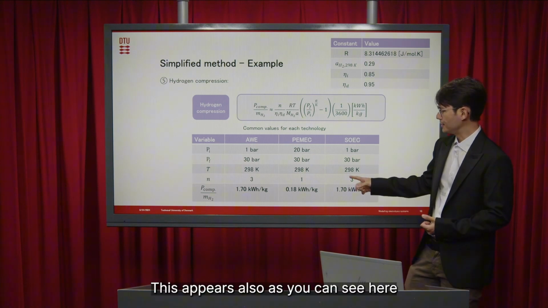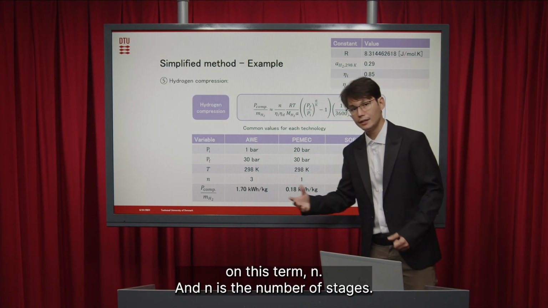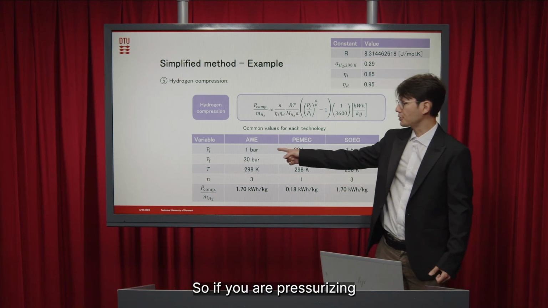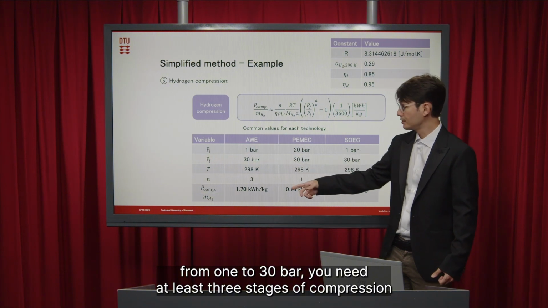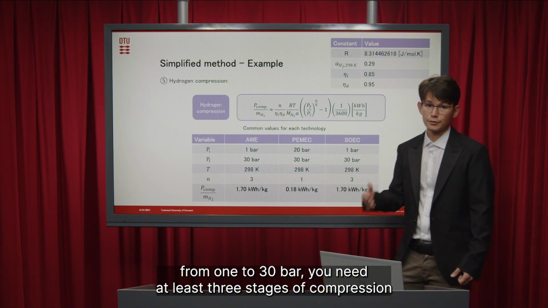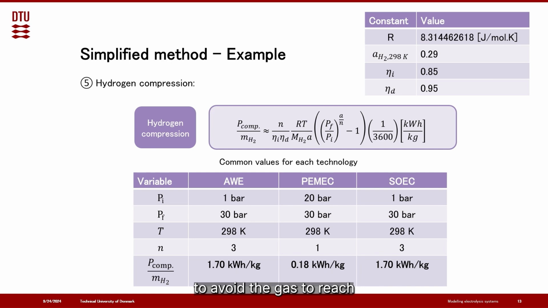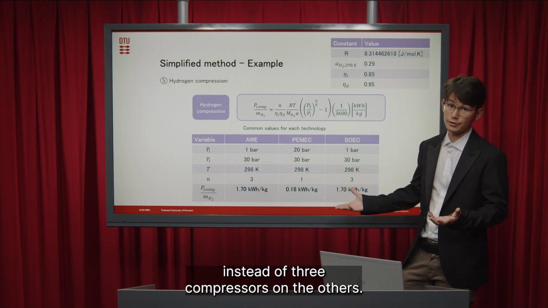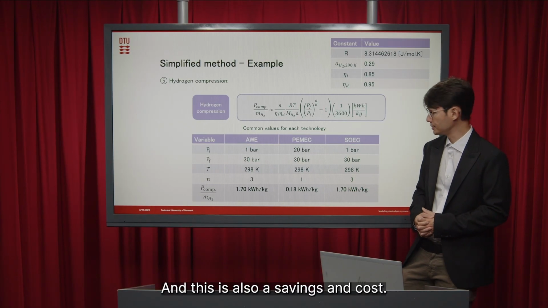This appears also, as you can see here, in this term N. And N is the number of stages. So if you are pressurizing from 1 to 30 bar, you need at least 3 stages of compression to avoid the gas reaching high temperatures and being dangerous. While if you're just going from 20 to 30, you only need a single step. And this means that you only need maybe 1 compressor instead of 3 compressors on the others. So this is also a savings in cost.